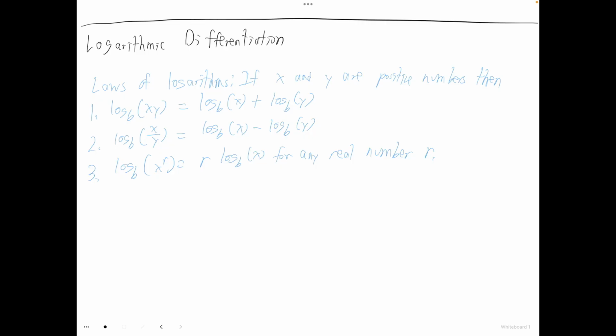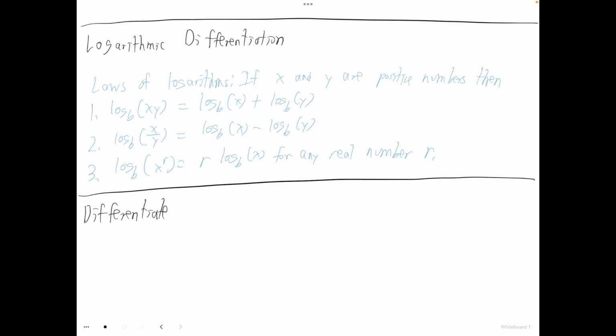And so now the idea of logarithmic differentiation is we're going to use these properties to simplify derivatives and then take an implicit derivative rather than taking a more complicated derivative. As a motivating example, we want to differentiate y equals x to the 3/4 times the square root of x squared plus 1, divided by 3x plus 2 to the 5th power.